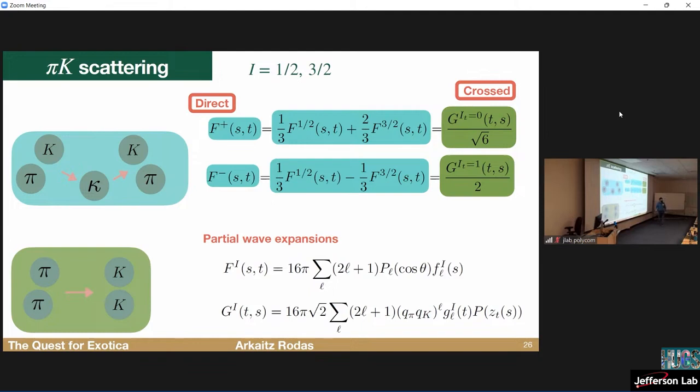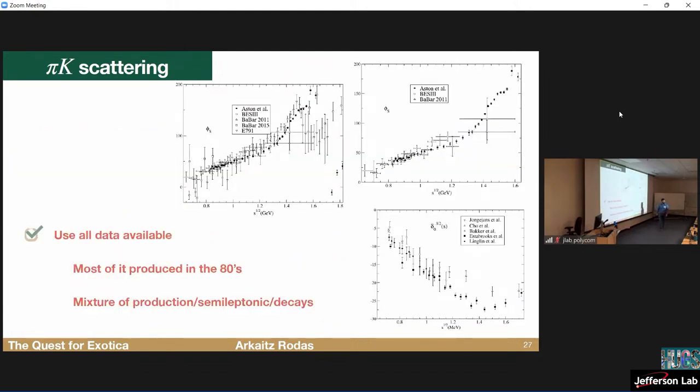So the cross channel of pi K to pi K is either pi K to pi K or pi to K-bar. So if we want to describe everything, we need to fit the two channels. Fine, we can do that. These are the definition of the partial waves. You give me data here, I describe the amplitudes, and then my dispersive result. So this is how data looks like. Okay, use all possible data.